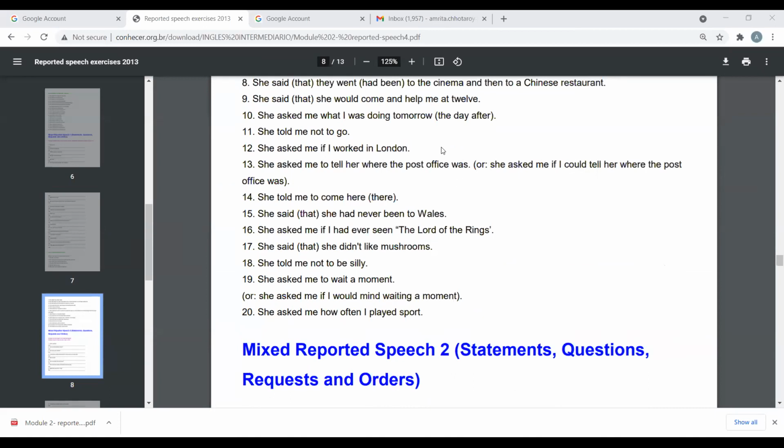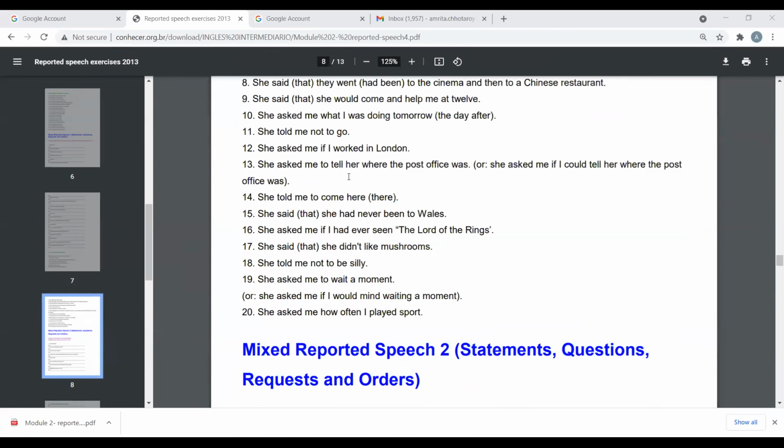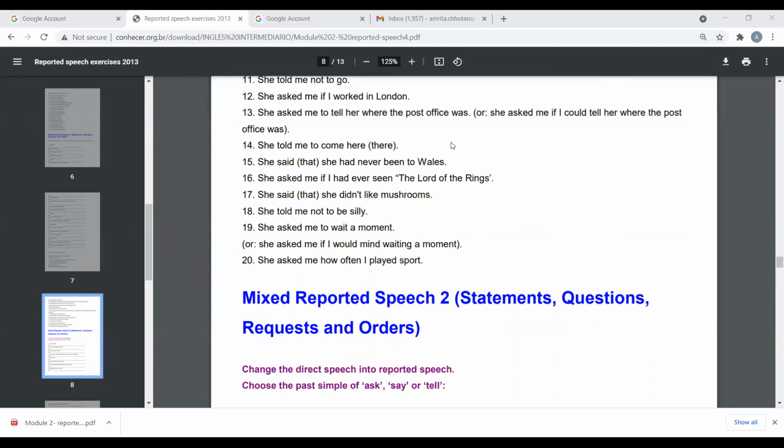Okay, next. Question 14. Come here. Simple instruction. She told me to come there. Here becomes there within the bracket. Okay, Deborah, I'll tell you. Let me finish the answer. She ordered me to come there. Yeah, fine. You can write she ordered me to. Yeah, it sounds like an order. You may use the reported verb as order.